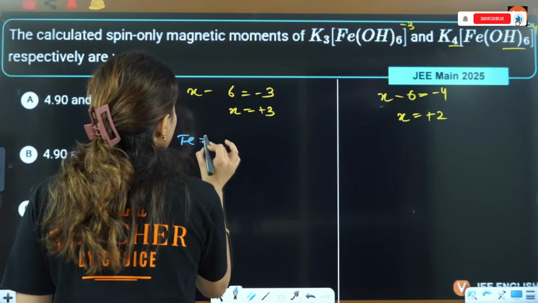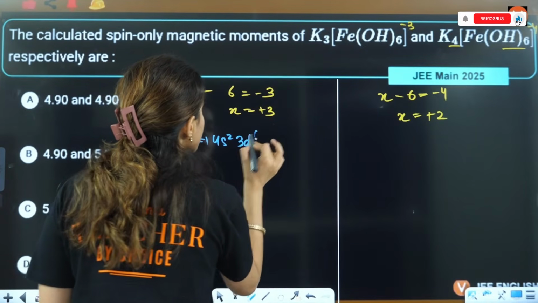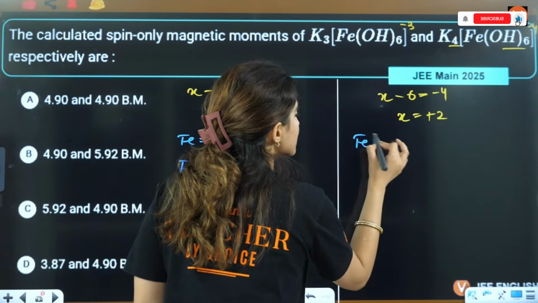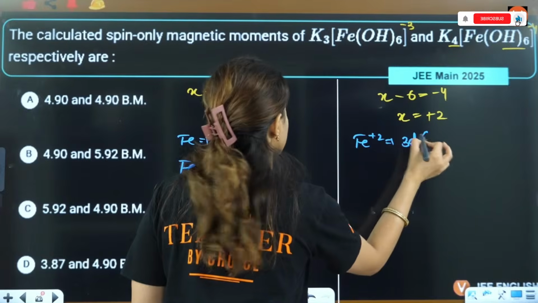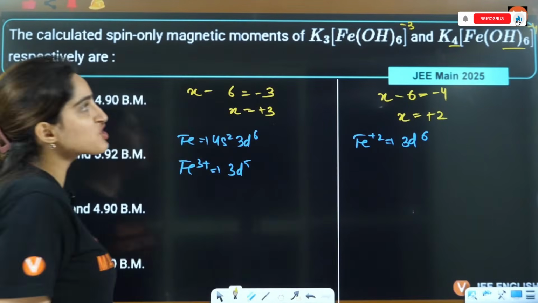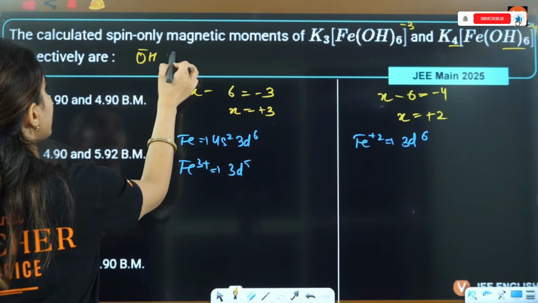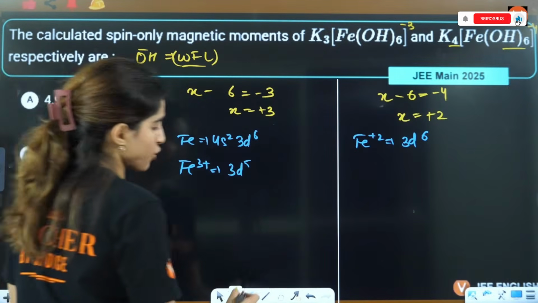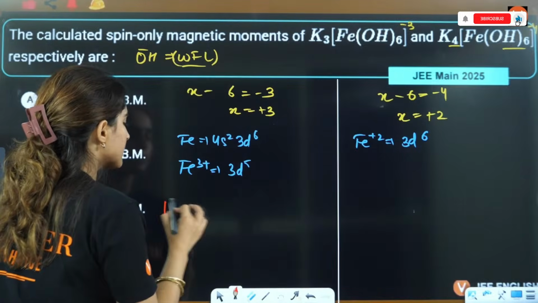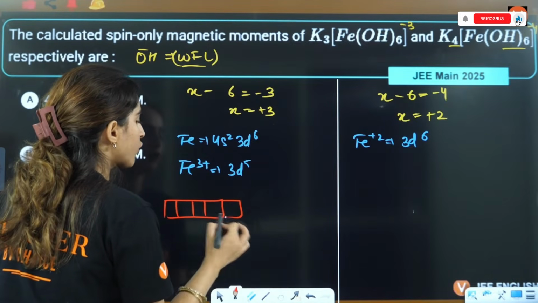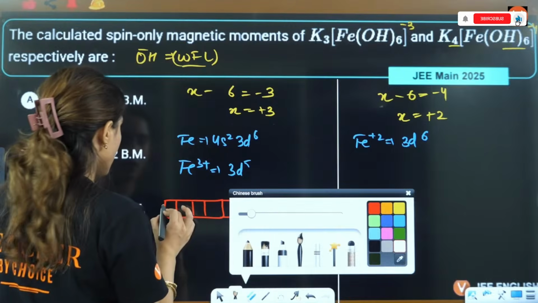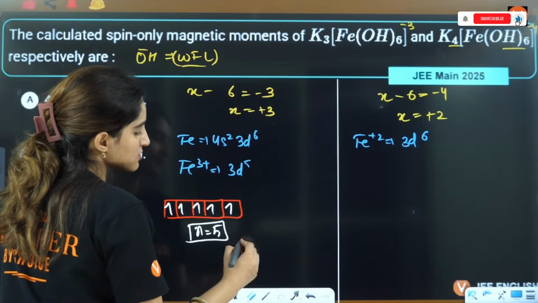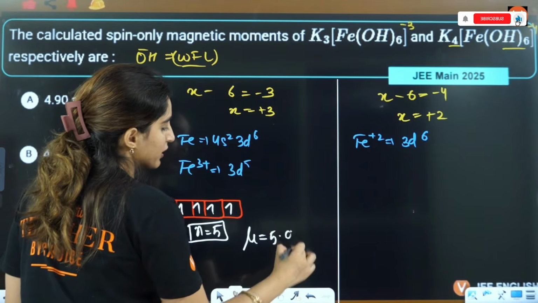So here iron is plus 3 and this is plus 2. Iron has atomic number 26. So iron plus 3 is 3d5, and iron plus 2 is 3d6. Now OH negative is actually a weak field ligand. It is not under the category of strong field ligands, so it will not cause any pairing. So you will have 1, 2, 3, 4, 5 unpaired electrons, that is the reason mu will be 5.9.